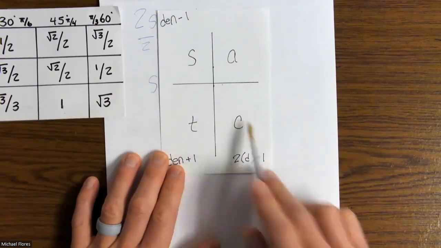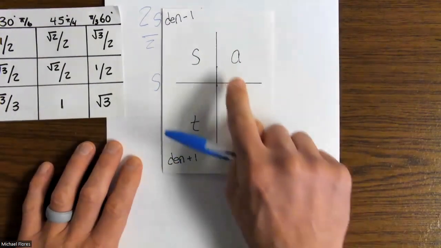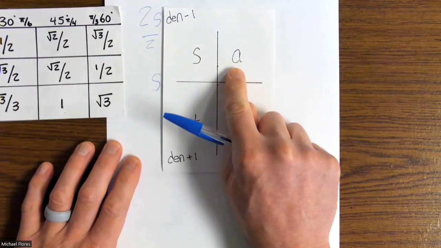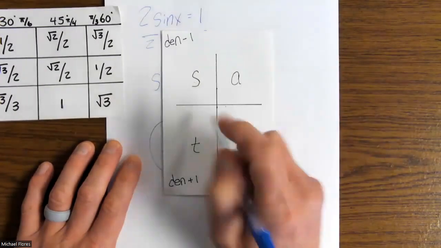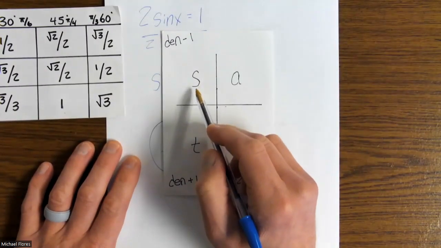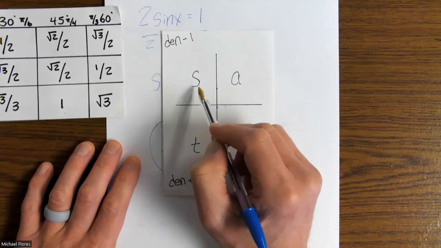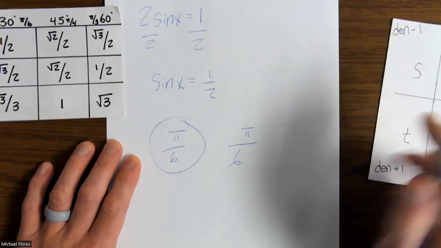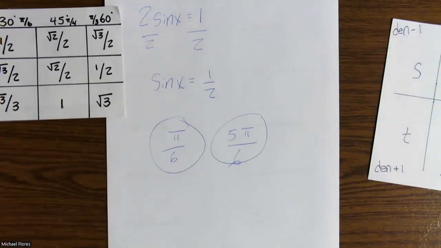Remember, all students take calculus. This tells you what is positive in which particular quadrant. In quadrant 1, all things are positive. So pi over 6 would be our first answer. In quadrant 2, only sine is positive, and as long as you know the denominator in quadrant 2, the numerator is 1 less than that. So 5 pi over 6 would be the other answer.